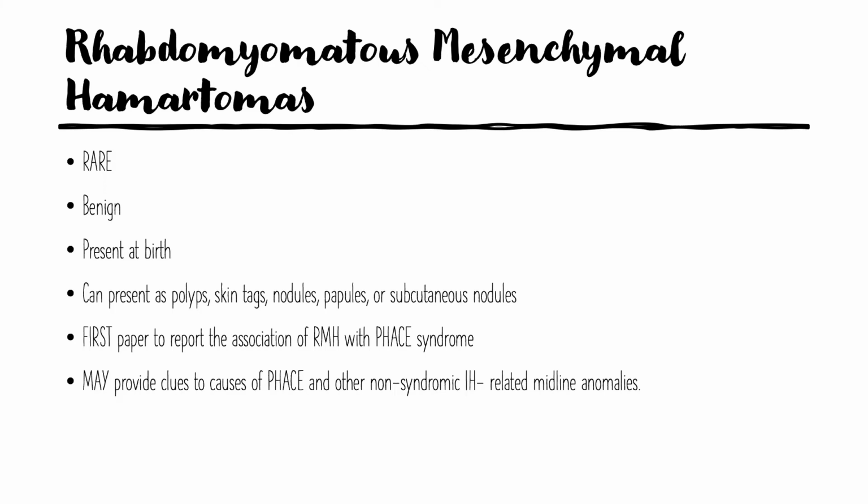Finding these cells in the midline lesions of patients with PHACE and other non-syndromic infantile hemangioma-related midline anomalies provides clues as to how and why infantile hemangiomas form. Some people think that these midline lesions occur when mesenchymal cells do not migrate to the right location during development and/or do not change into their future cell types.